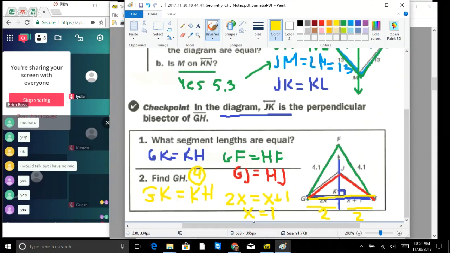So that's fun with perpendicular bisectors. On Monday in class, we'll do a little more review. We'll go over a few more examples, and we'll finish up with theorem 5.4, and keep chucking along through chapter 5. Okay? Sound good?